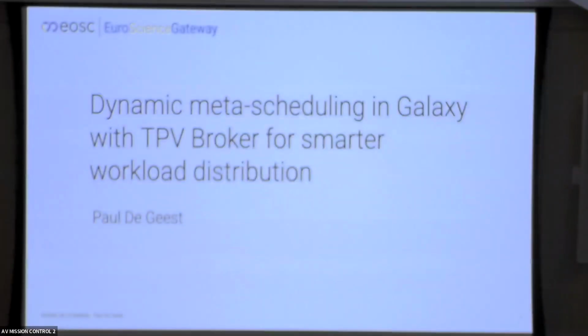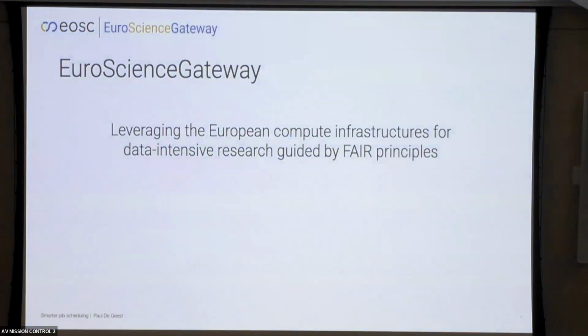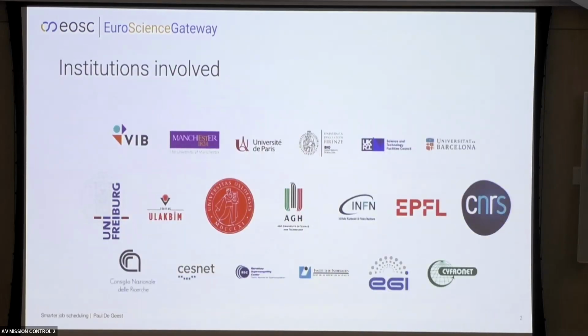Yeah, so basically, we wanted to improve the job scheduling in Galaxy with something we've called TPV Broker. This work is part of an EOSC project, a European project, which is called EuroScience Gateway. The idea behind it is that we could leverage the distributed compute infrastructure in different European partners. Yeah, these are the institutes involved, each having their own dedicated infrastructure.